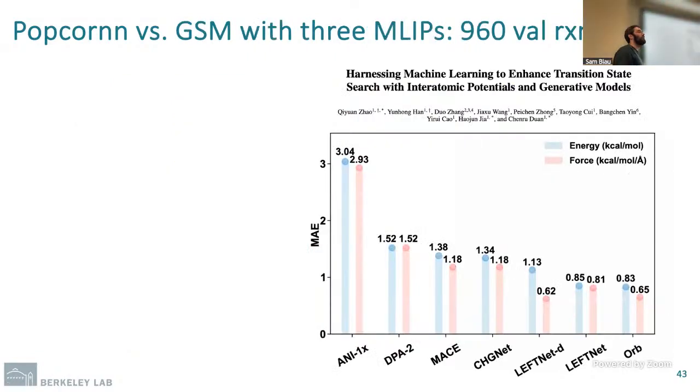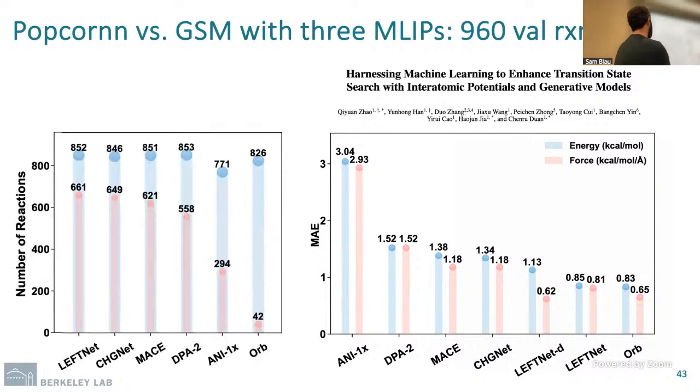So what about growing string method? There's this great paper that came out from Jiwan and Chenru, and I swear I'm almost done, where they trained all these different MLIP architectures on Transition1x, and then they ran GSM on some reactions. I think 960 reactions. They basically saw that the energy and force MAE of their models directly correlated with the success, almost, except for Orb, but I don't want to talk about that. Besides direct force models, it directly correlated with the success of their TS optimization methods. But 660 out of 960 is not great.